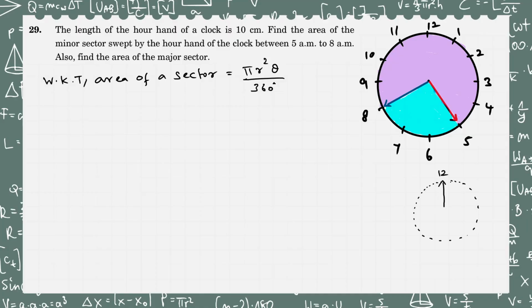We know that if the hour hand starts from 12, makes one full revolution and comes back again to the point 12, it would have swept one full circle. So that angle at the center will be 360 degrees. The time taken when the hour hand starts at 12 and comes back again to 12 is 12 hours, right? So for a 12 hours duration, the angle made at the center equals 360 degrees.